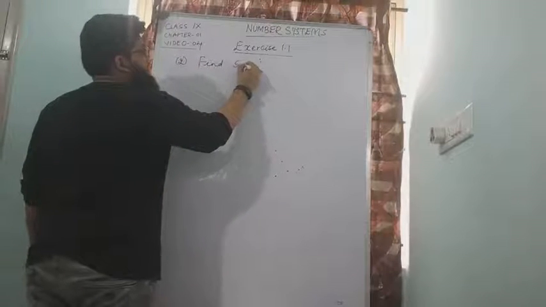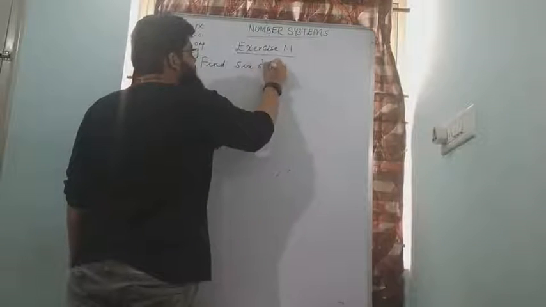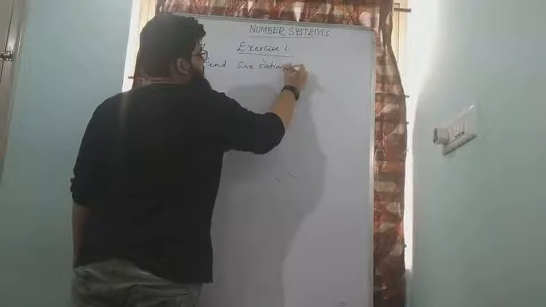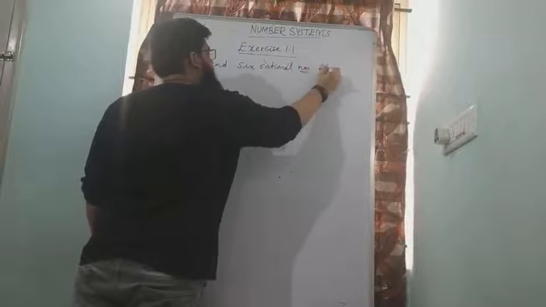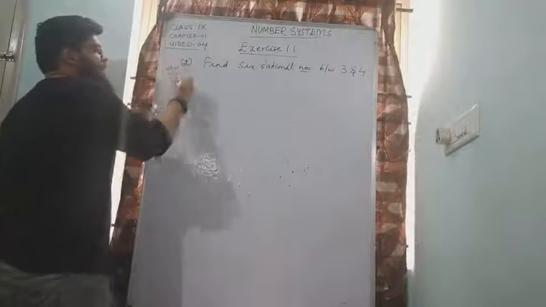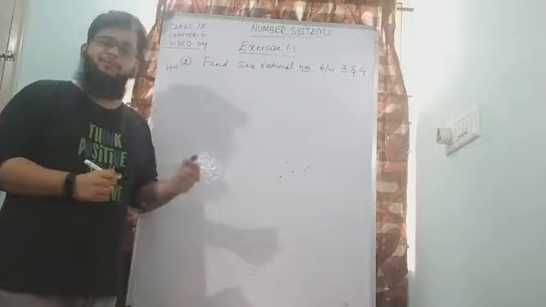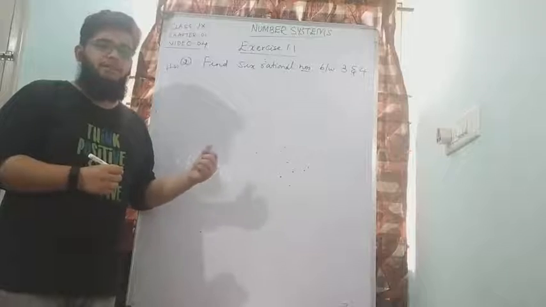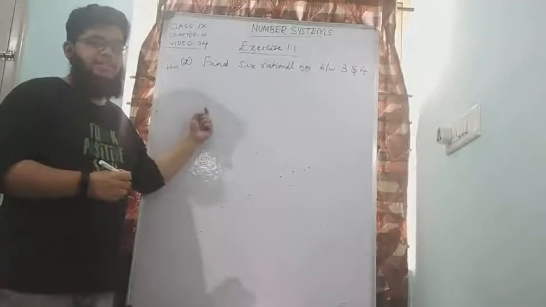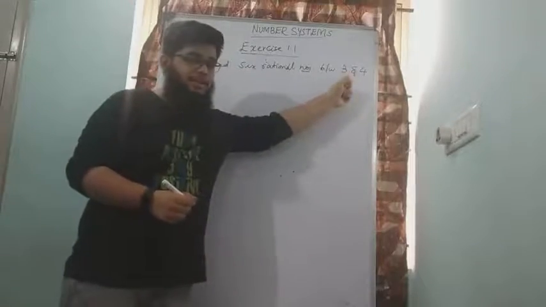Find 6 rational numbers between 3 and 4. This was your homework question, right? And most of you have already solved it. So I won't be repeating the solution, but if you have not understood, please ask me. This was just like one example which I showed you, how to find 5 rational numbers between 1 and 2. We just had 1 and 2.